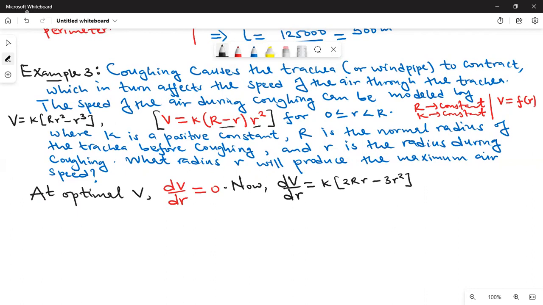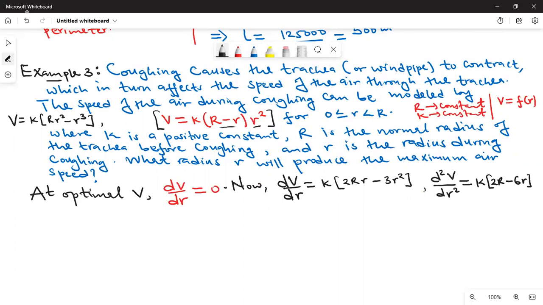What about the second derivative? Let me write it in a proper manner. d squared v with respect to r twice. That should give us k into 2r minus 6r. K into 2r minus 6 small r.